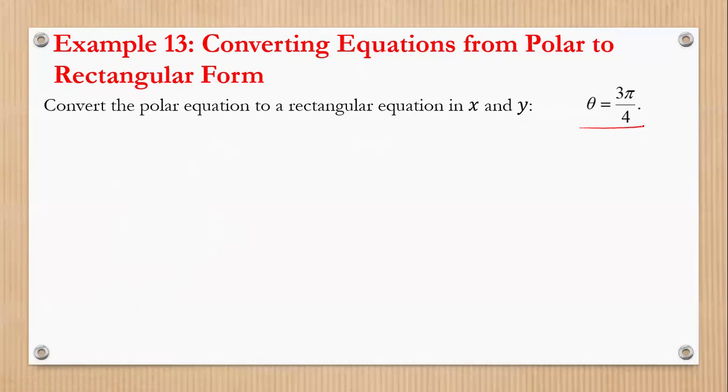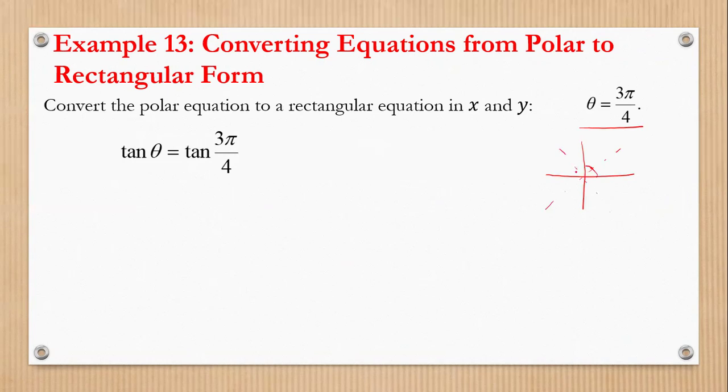But remember, everything that you do on the left side, you need to do the same on the right. So if you're taking tangent on the left, you need to have a tangent on the right as well. So we say the tangent of theta must be equal to the tangent of 3 pi over 4. And what's the tangent of 3 pi over 4?